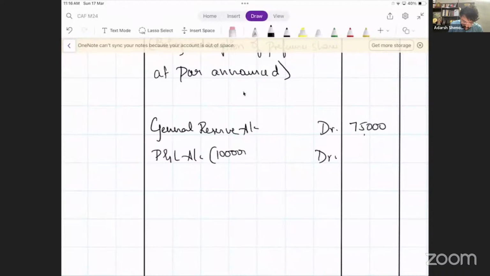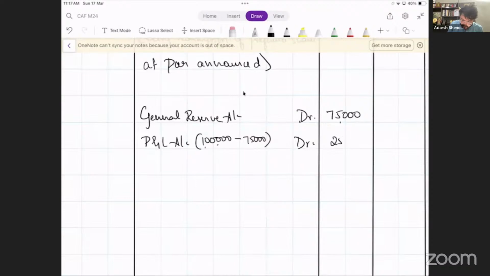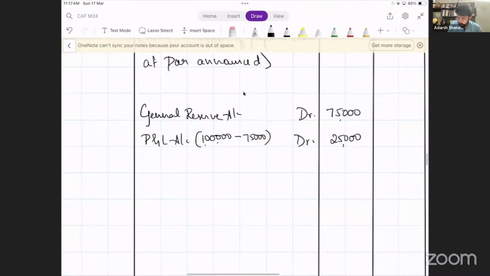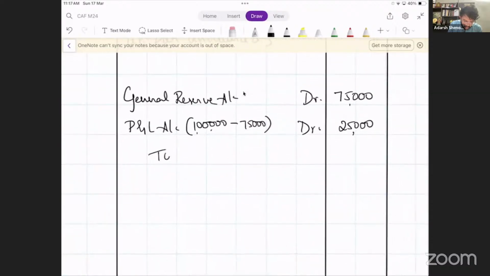So that much CRR must be created. Whatever the face value of the preference shares you are redeeming, that same amount of CRR is created here. Of the 1 lakh, 75,000 is already debited to general reserve. Remaining 25,000 will be debited to P&L account, to capital redemption reserve account.